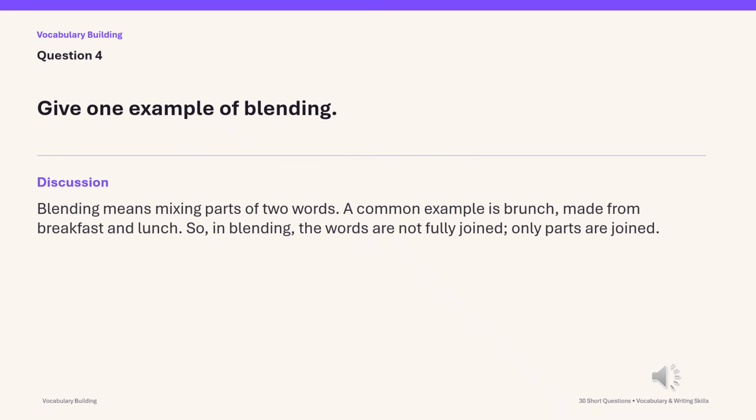Next question is, give one example of blending. Now, blending means when we combine parts of two words. Breakfast and lunch together becomes brunch. Unlike compounding, only parts of the original words are used. Blending actually mixes parts of two words to form one new word. That is blending.